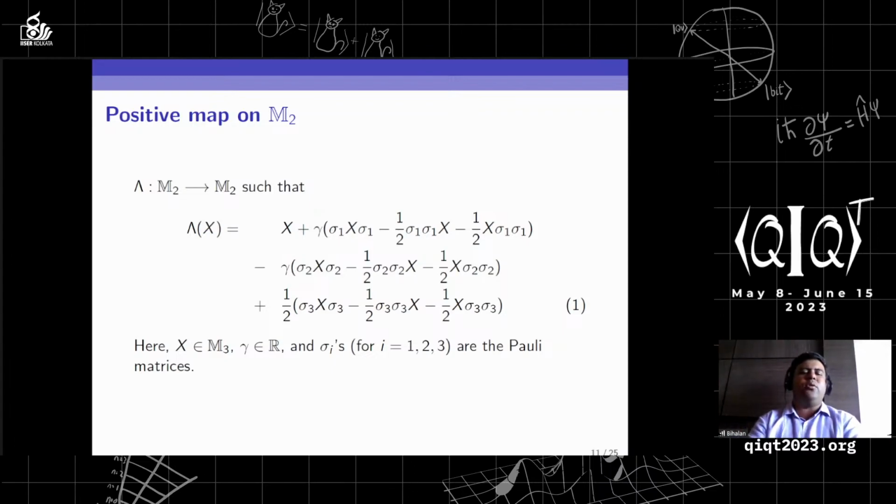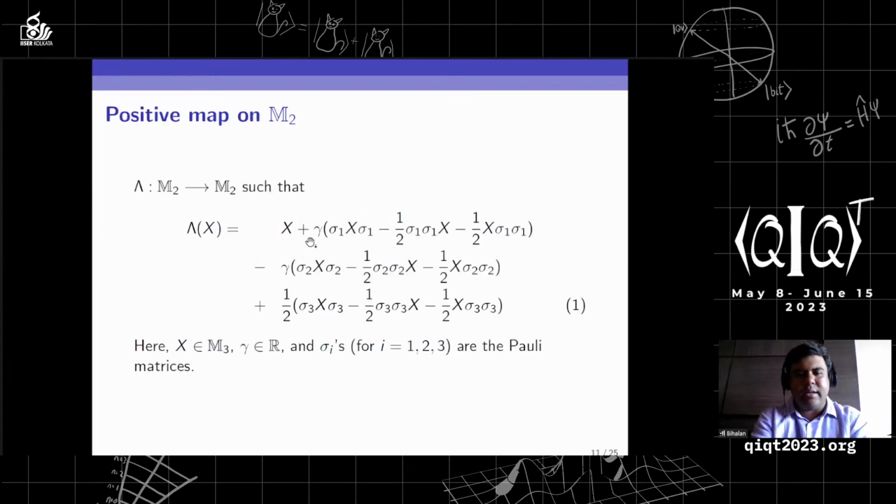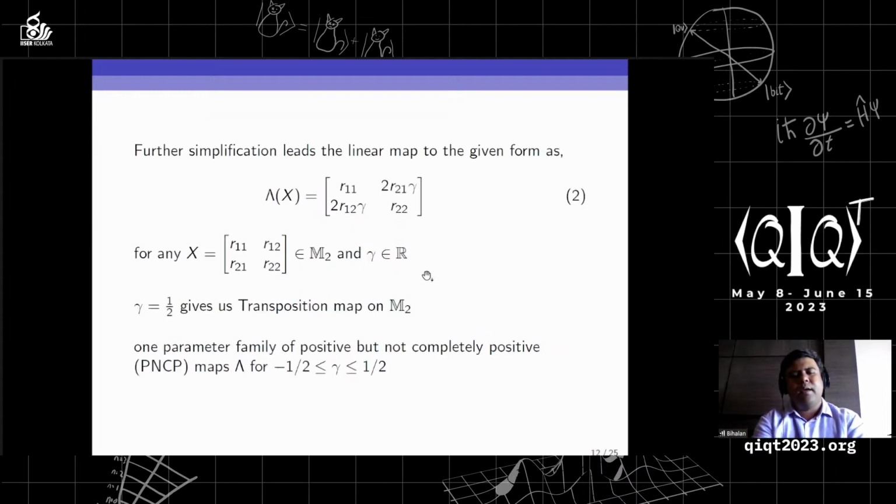So in this work, we come up with this positive map. You see that these sigmas are the Pauli operators. It has been written in some bad form, but in the compact form it's a bit nicer. Gamma is a parameter; you see that there is a single parameter gamma. It's a one parameter family. In the compact form, for gamma equal to half, you actually get back your transposition. So we say that this is a kind of one parameter generalization of transposition.